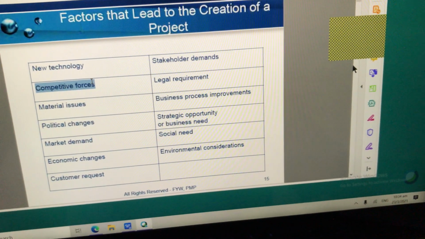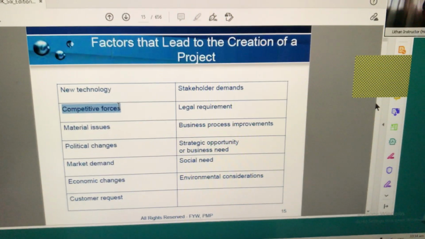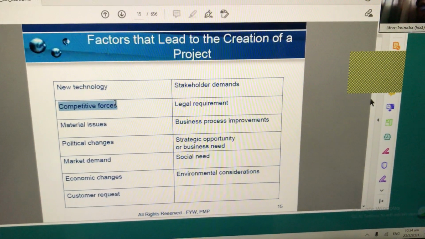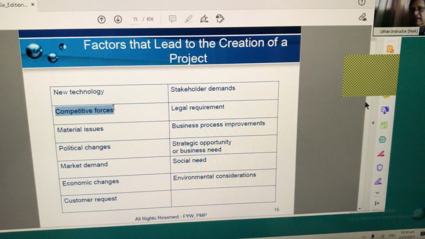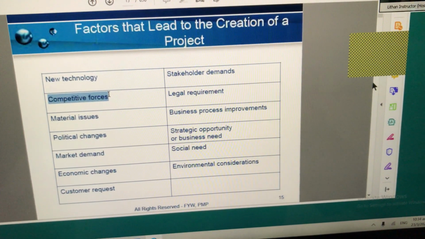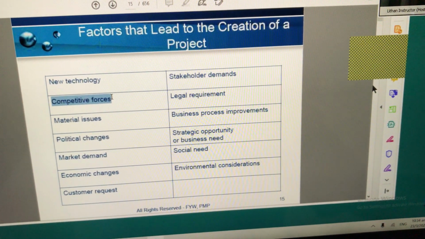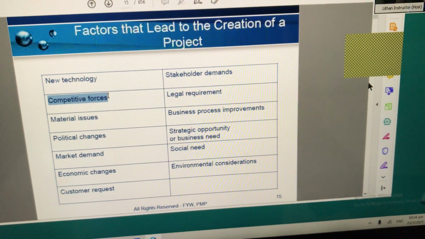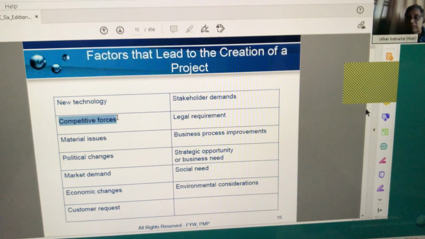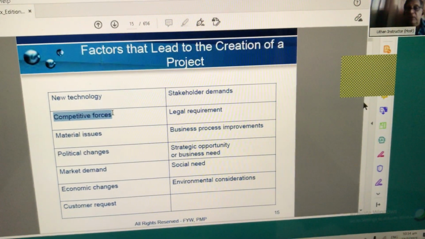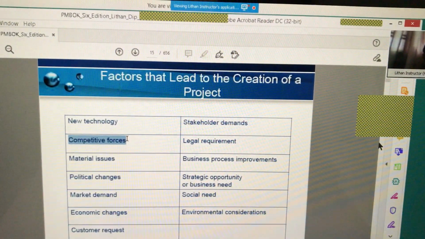Competitive forces. If other organizations are doing it, I will also catch up. If a big restaurant in Raffles Place has done it, it's not only technology, it's a combination, right? I want to compete with my competitor. I don't want to be any less. Sometimes you see in the market, if StarHub gives you a promotion, immediately Singtel will also mirror that promotion. Why? Because it's a competitive force. They don't want to lose the market share.